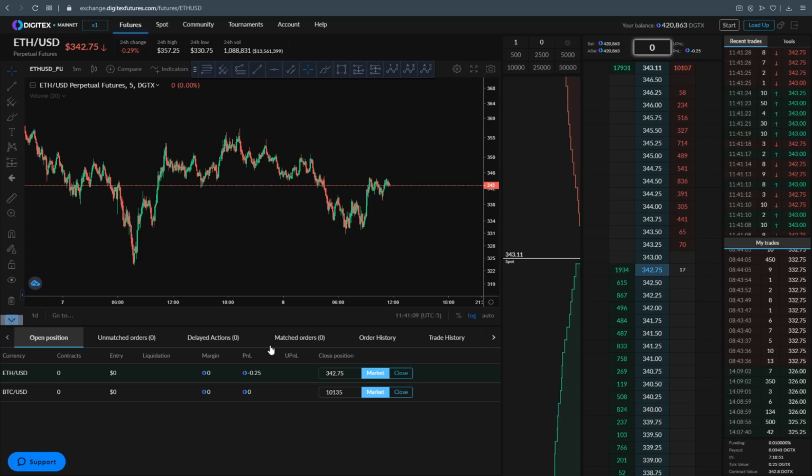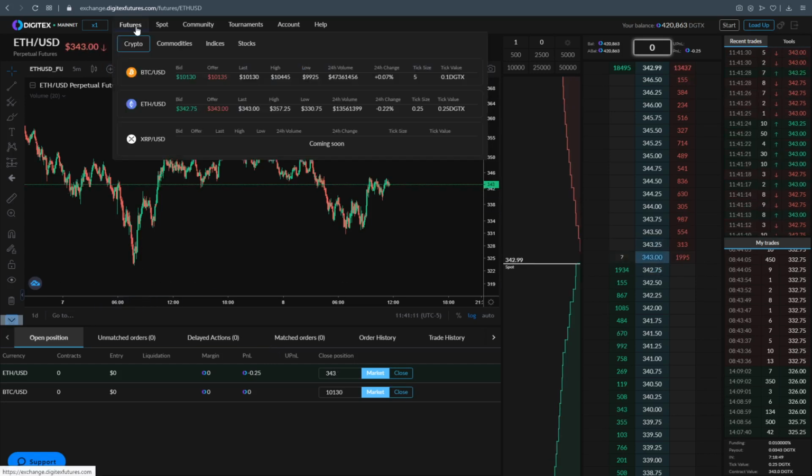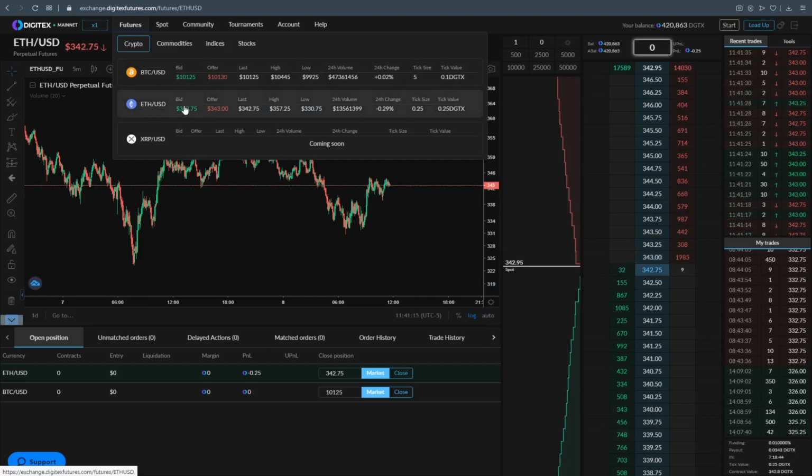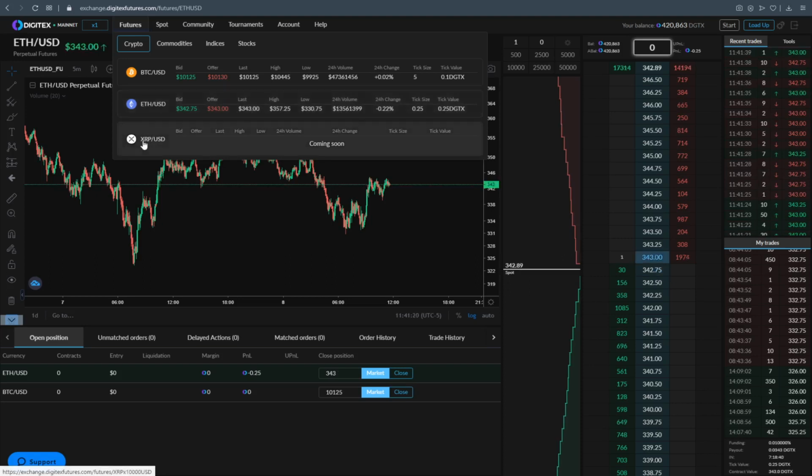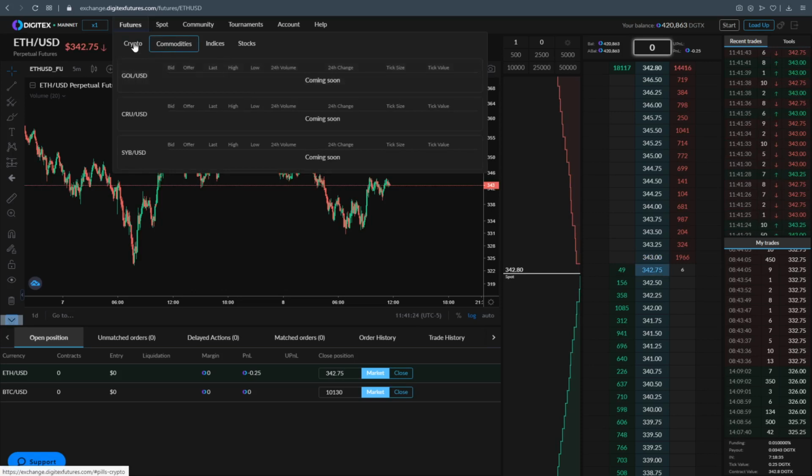First off, in order to get to the ETH market, you have to go to the Futures tab at the top of the page and then click on ETH/USD here, and you can see it's got all the information about that contract, and you can see XRP is coming soon. Commodities, I think they mentioned gold's going to be coming soon as well.